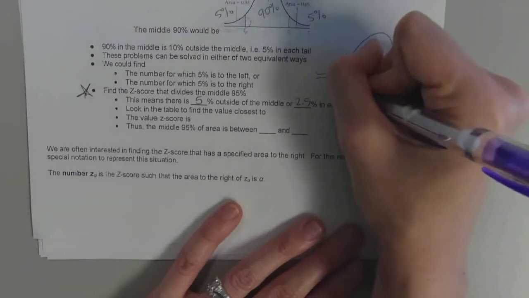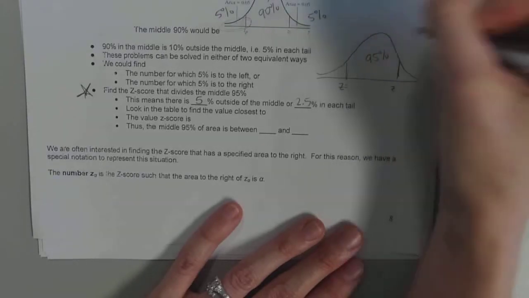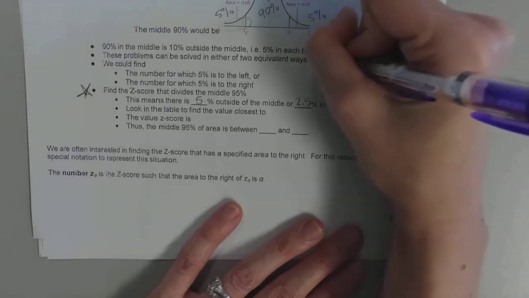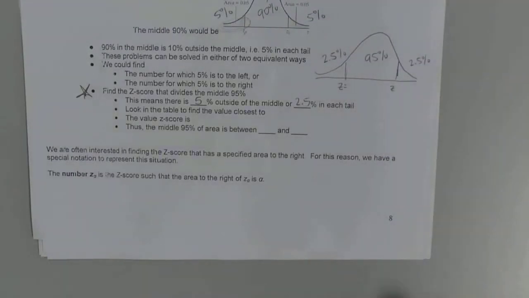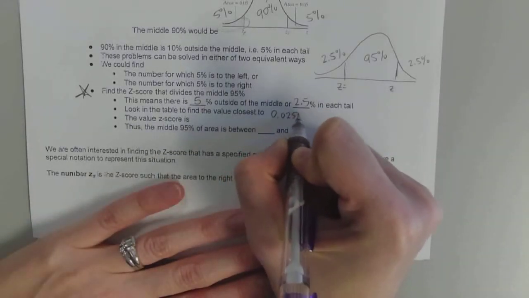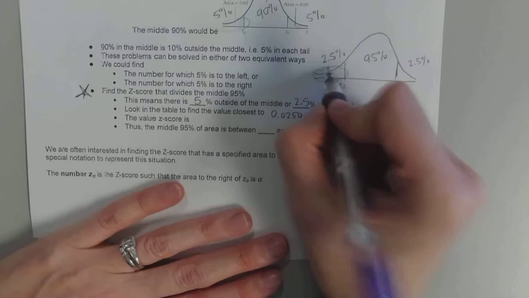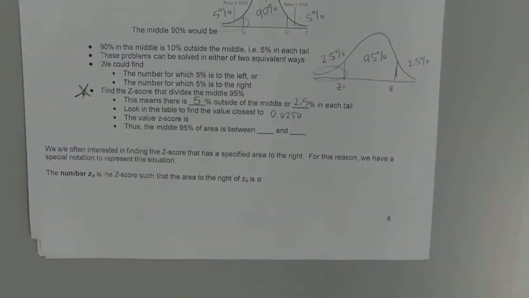So we have z equals. If we have 95% here, that leaves 2.5% here and 2.5% there. Does everybody understand where 5 came from? It's the complement of 95. Is that all right? And then 2.5 is just taking that divided by 2. So what we're going to do is look into the table to find the values closest to 0.0250. We're looking at this tail. So how close can we get to this one tail, 0.0250?